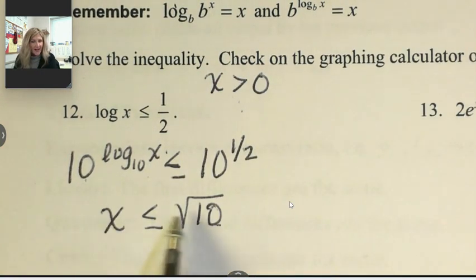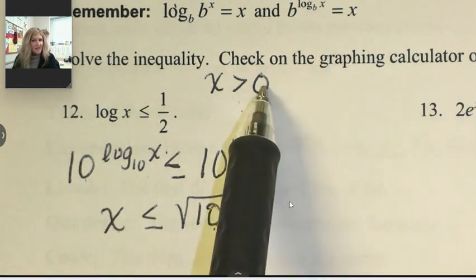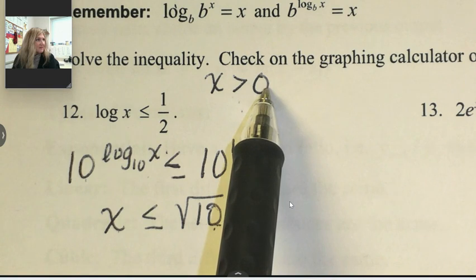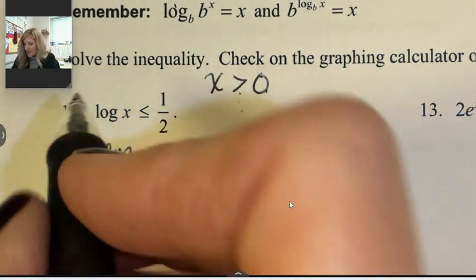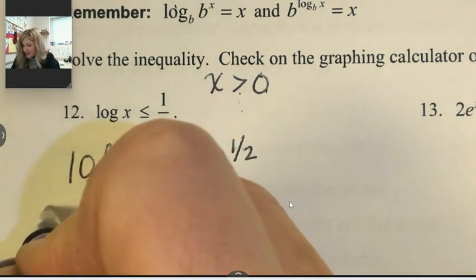So let's make sure we have that. Well, if x is less than radical 10, is x always going to be greater than 0? No, not if it's less than the square root of 10. Square root of 10 is about, what, 3 point something? So we're saying x is less than that. So we're also going to have to say that x has to be greater than 0.